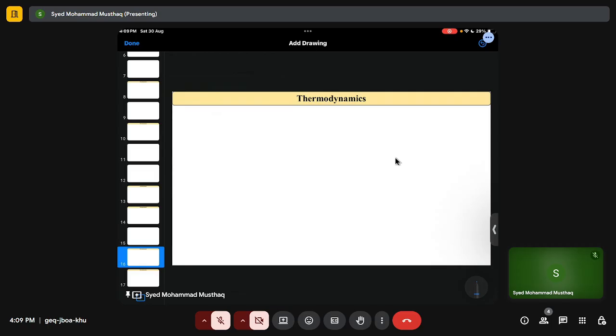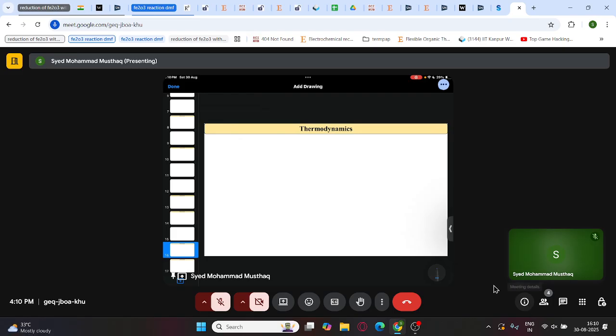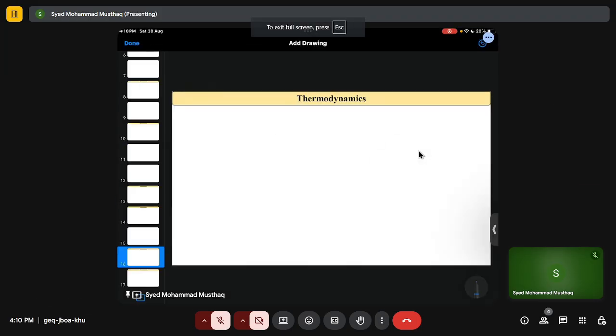Now, yeah, so the last part, which is how the composition is changing. The home assignment. Let's do the home assignment part, okay?